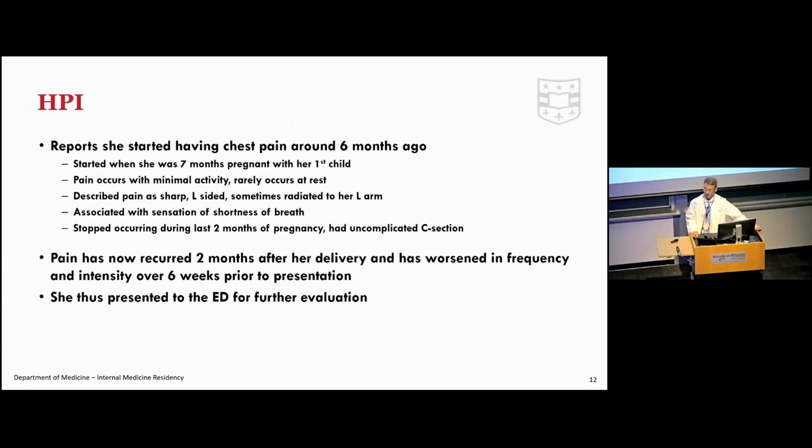So the patient said that she started having chest pain around 6 months ago. She described that her pain started when she was 7 months pregnant with her first child. She described her pain occurring with minimal activity, almost always occurring with significant physical activity, and rarely occurring at rest. She described her pain as sharp on the left side of her chest and occasionally radiating to her left arm, and her pain was associated with shortness of breath. It stopped in the last 2 months of her pregnancy, and she ultimately underwent an uncomplicated C-section and had a healthy baby.